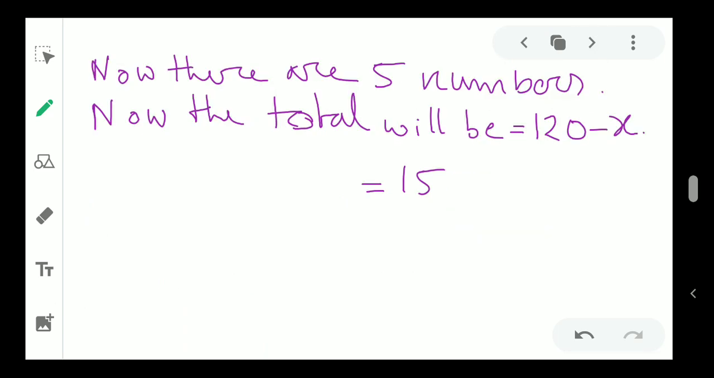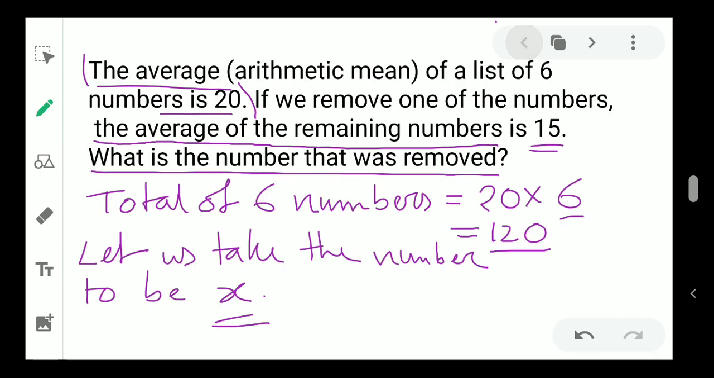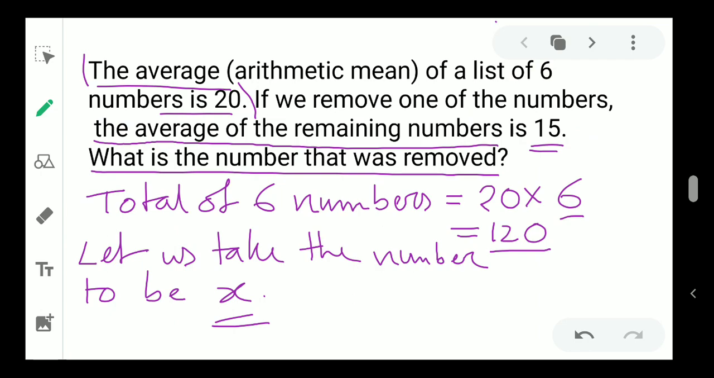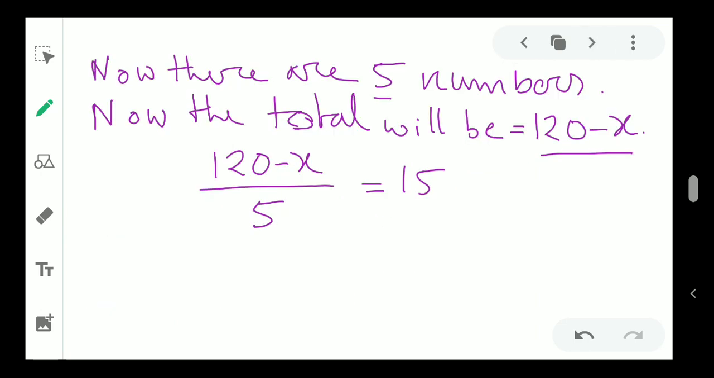In the remaining numbers there are 5 items, that is 5 numbers, and the total is this much. So what will the average be? This formula, total by number of items, is my average. So the total, 120 minus x, divided by the number of items is my average right now after removing one number, that means the number x. That is equal to 15, which is given in my question. So this is my equation.